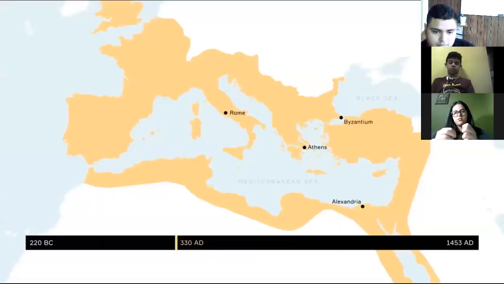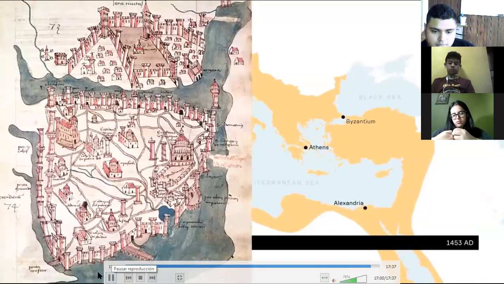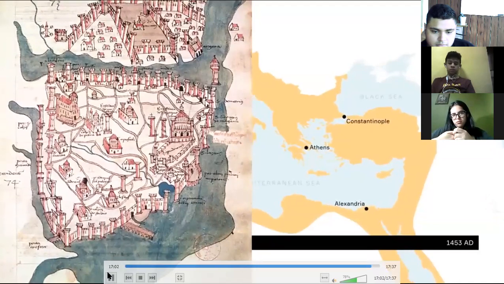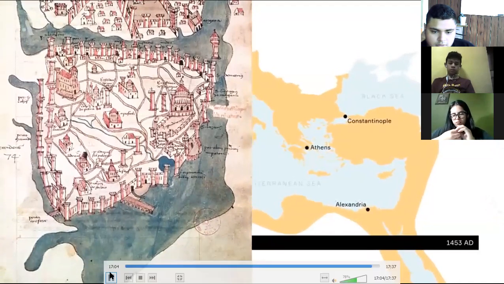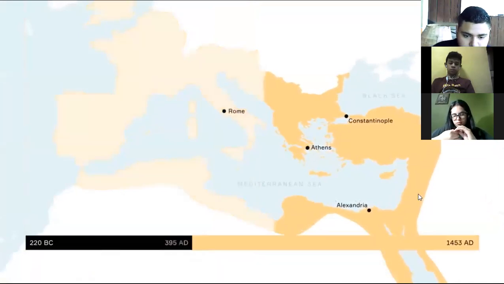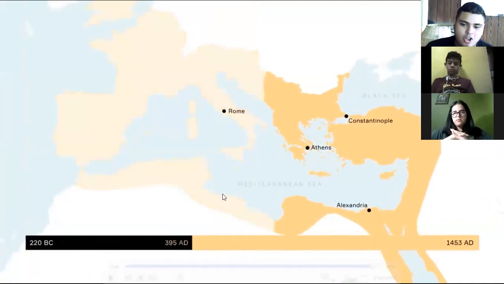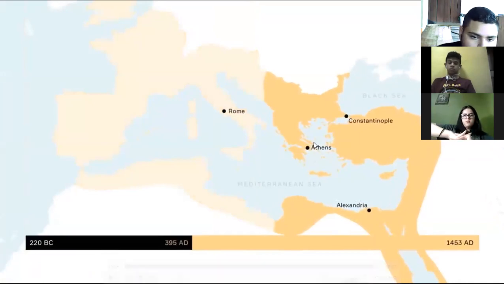In 330, Emperor Constantine built a new city on the site of the old Greek colony of Byzantium, Constantinople. This was the starting point for the history of the... Look, at this point in time, 395 after Christ. Let's be clear with that, after Christ. Look how the Roman Empire was. All that you see in yellow. So they start conquering. Look, Athens was already part of the Roman Empire.